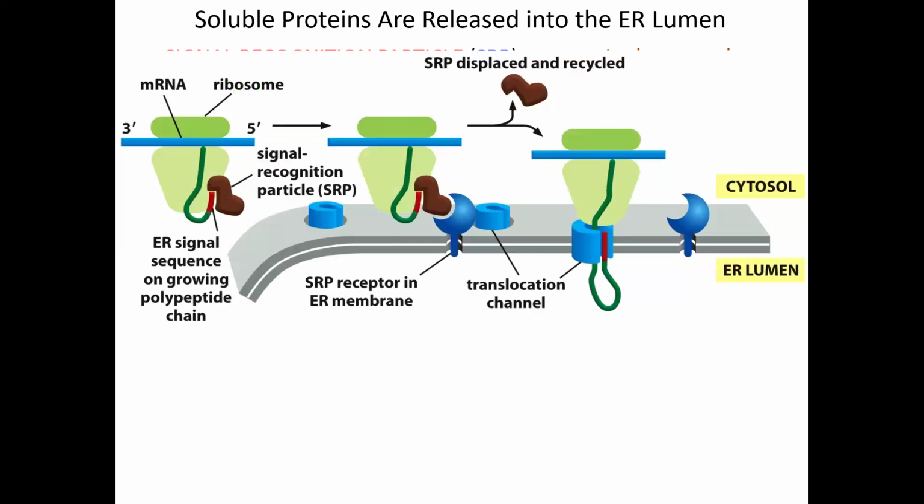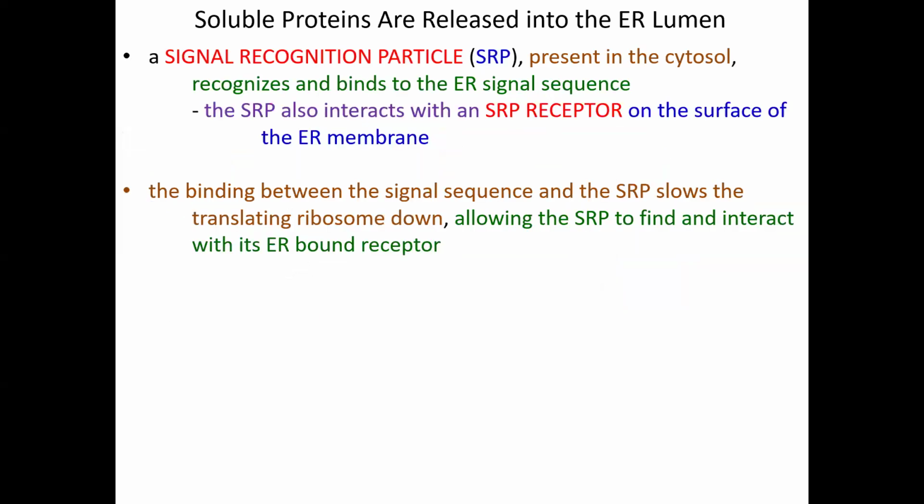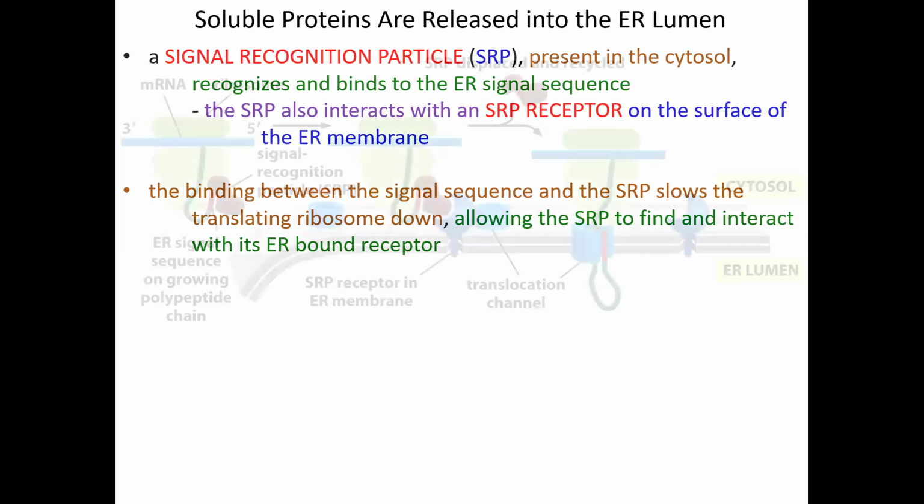So now, step 2. Here's our ribosome in light green, our messenger RNA, our protein. Here's our signal recognition particle. It's binding to our signaling sequence, but it can also simultaneously bind to an SRP receptor, and the SRP receptor is anchored in the ER membrane. So now we've connected this newly made protein, which is nowhere near done, to the ER membrane. The binding between the signal sequence and the SRP slows the rate of translation down, and this gives the SRP time to find and interact with the ER-bound receptor.